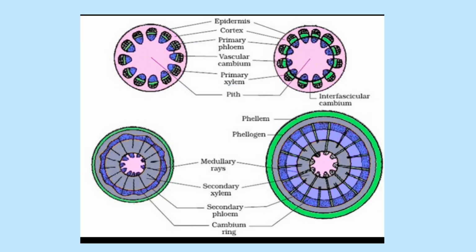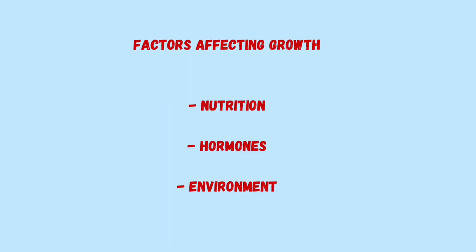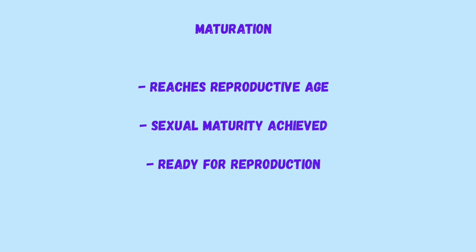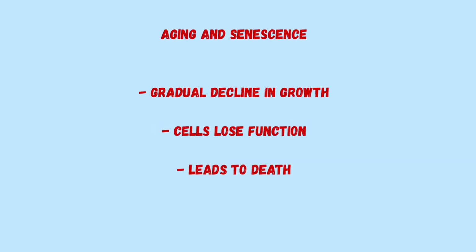Now the factors affecting growth. What are the factors that affect growth? Nutrition, hormones and environment. What is maturation? It reaches reproductive age, sexual maturity is achieved and it is ready for reproduction. That is maturation. Now see aging and senescence. That is a gradual decline in growth, cells lose function, and it leads to death.